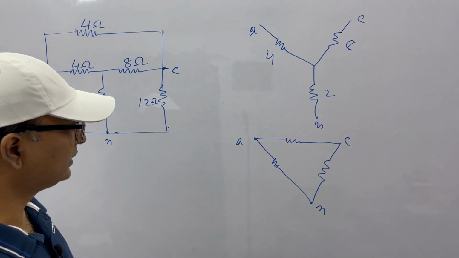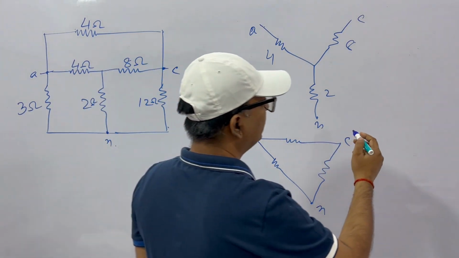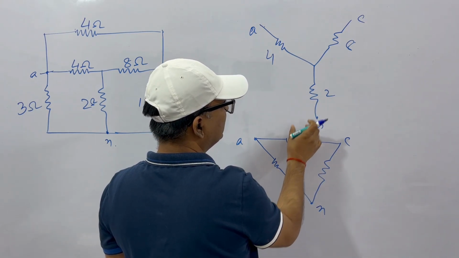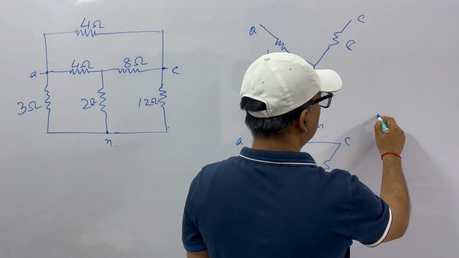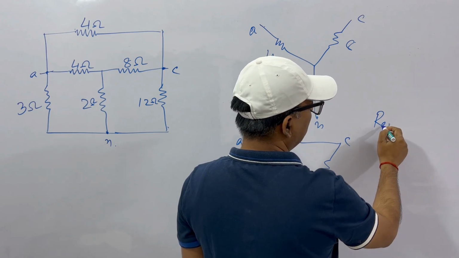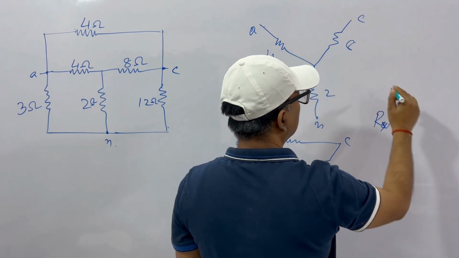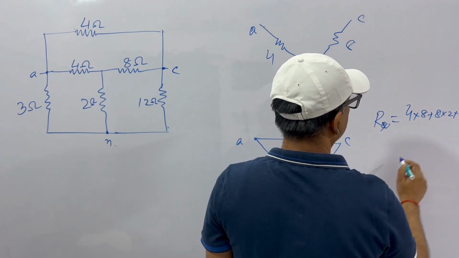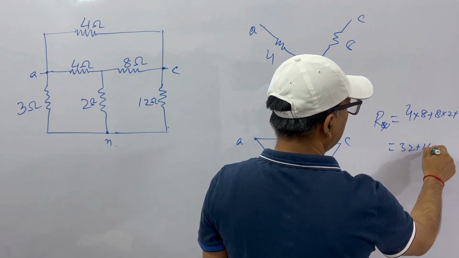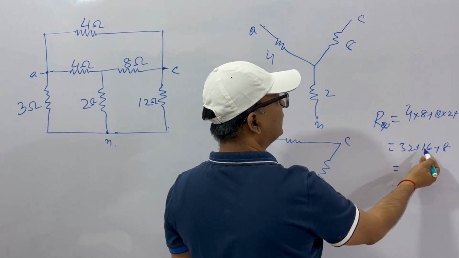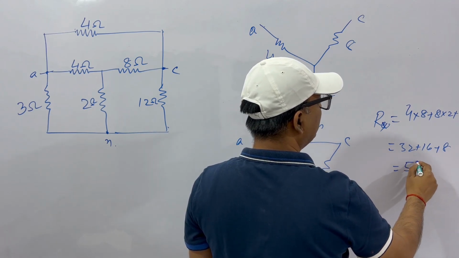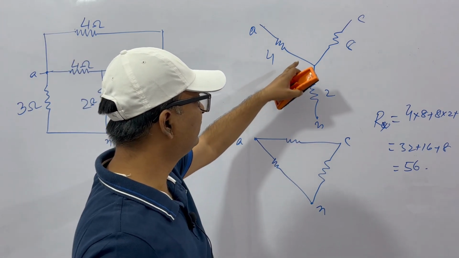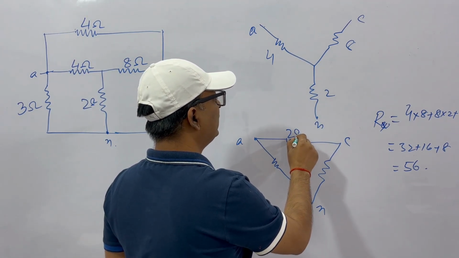What will be the use? We'll see next. We want this into this plus this into this plus this into this, and when we are talking of this, we'll divide it by this. So let's say Rx is this into this: 4 into 8 plus 8 into 2 plus 2 into 4. So this is 32 plus 16 plus 8, which is 56. Now, when we are talking of this, this will be 56 by 2, that is 28.